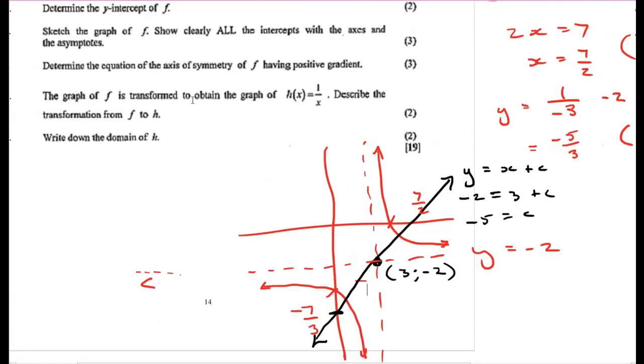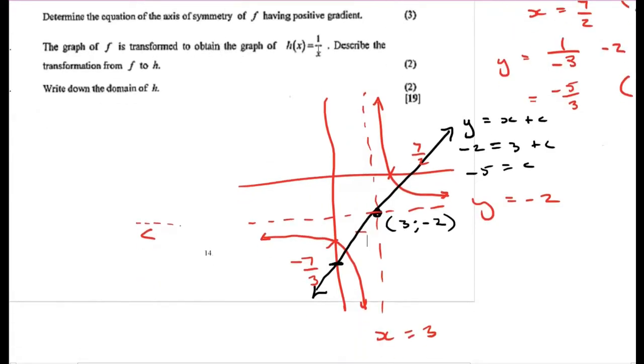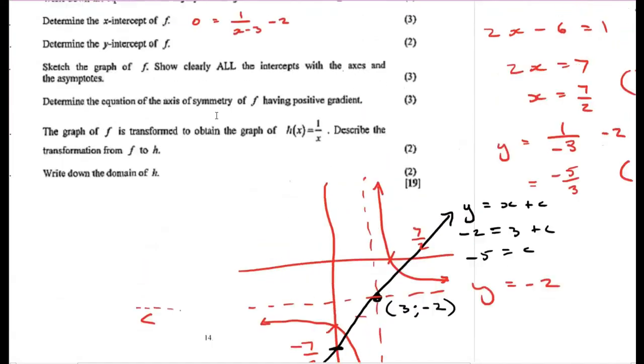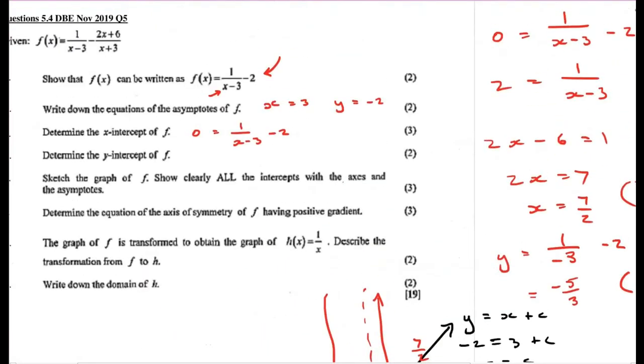Right, the graph of f is transformed to obtain the graph of h, 1 over x. Great. Describe the transformation from f to h. Great. So somehow now, let's go and have a look what's happening. This graph must transform to simply be 1 over x. Who can tell me what's happening? How did this happen?